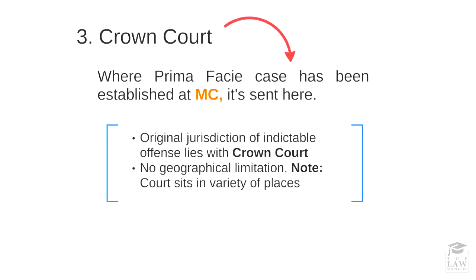Conversely, this next court, which is the Crown Court, has no geographical limitation, and it sits in a variety of places. Now, this is the first instance that we see a connection between two courts of law. As we considered earlier, the Magistrates Court has to see if there's a prima facie case in terms of a serious offence. These cases which the magistrates consider to have a case to be heard are forwarded to the Crown Court.